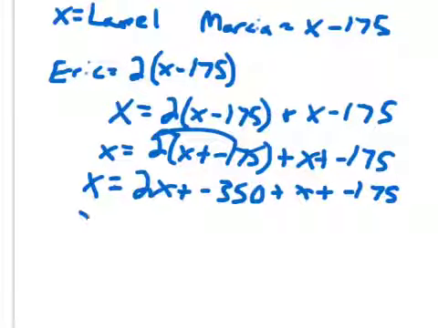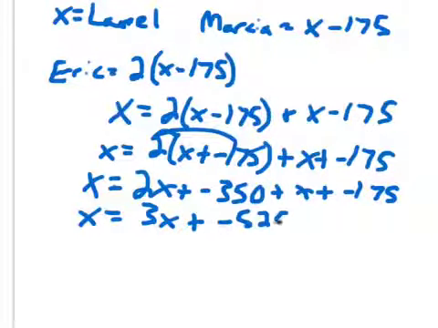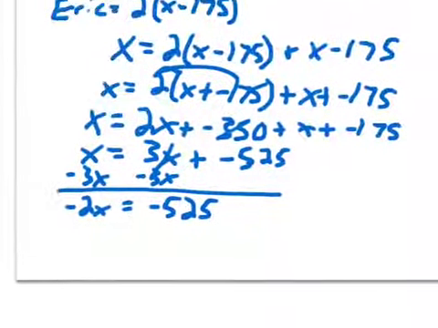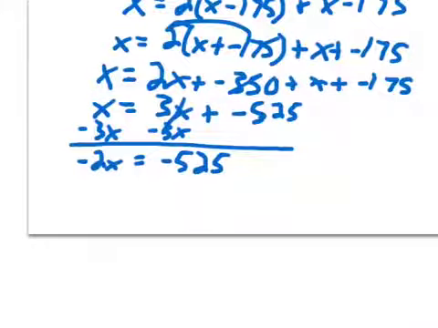Now we'll combine like terms. So X equals 2X plus X is 3X, plus negative 350 plus negative 175 is negative 525. Now I've just got to get my variable parts on the same side, so I'm going to subtract 3x, or do negative 3x to both sides. And I'm going to get negative 2x equals negative 525. And when I divide by negative 2, I get x equals negative 525 over negative 2.